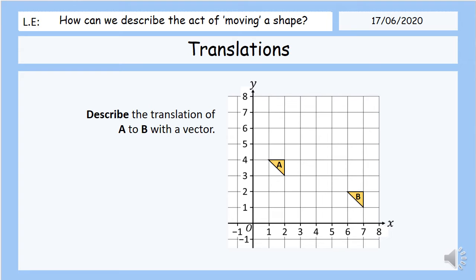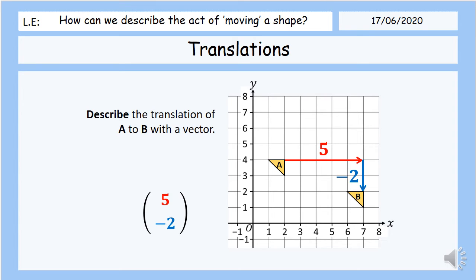If we want to describe the translation of shape A to shape B using a vector, we need to just pick one point and really focus on that point for coming up with your movements. So I'm going to choose this top corner here, and I'm thinking about the direction of movement in my x-axis. Well, it clearly moves across 5, and then that point moves down 2. So I can express that using a vector, saying that it is 5 on top of -2.